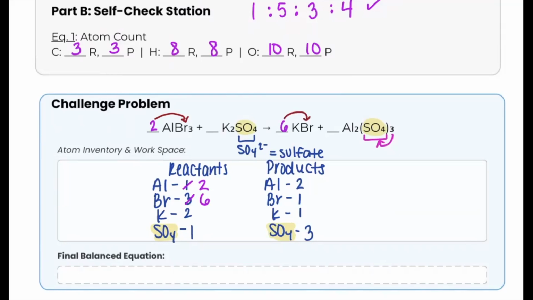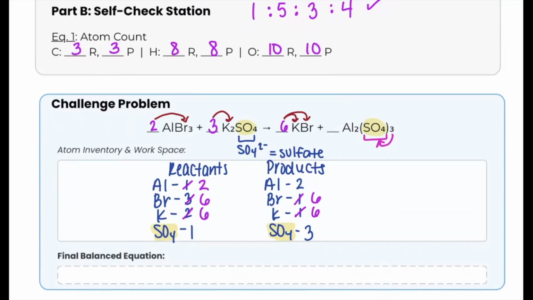But that also changes the number of potassiums. Now we have 6 potassiums on the right. And since K2SO4 gives us 2 potassiums at a time, we have to add a 3 in front of K2SO4 on the left. And notice what just happened. Without even trying, the sulfates are now balanced.